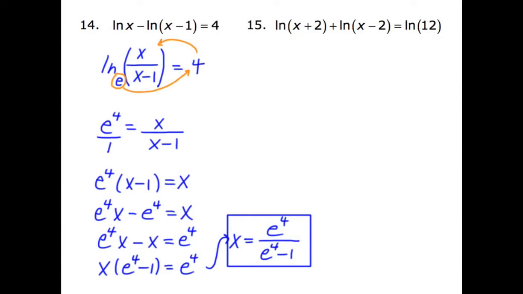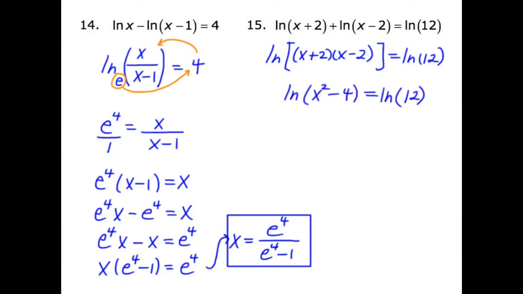Moving to number 15, the first thing I'm going to do is again condense on the left-hand side. But this time we have the sum of two natural logs. This is going to turn into the natural log of a product. The product of x plus 2 and x minus 2 can be thought of as a more simplified expression, x squared minus 4. In my next step, I'm going to remove the natural log from each side, leaving me with x squared minus 4 is equal to 12.